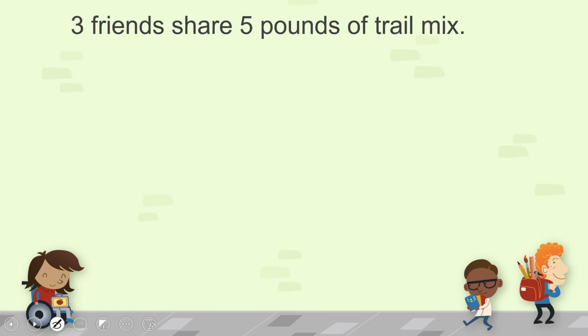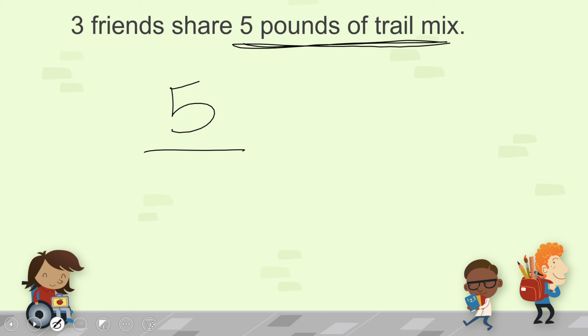Now let's say we have some word problems like we did in 9-1. 3 friends share 5 pounds of trail mix. Alright, how many pieces of something do we have? Well, we have 5 pounds of trail mix. That's how much stuff we have. So that's always our numerator. And then how many times we're dividing it up? In this case, people, how many people are going to share it, is our denominator, and that's 3.